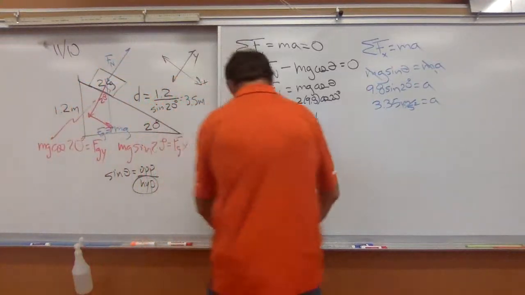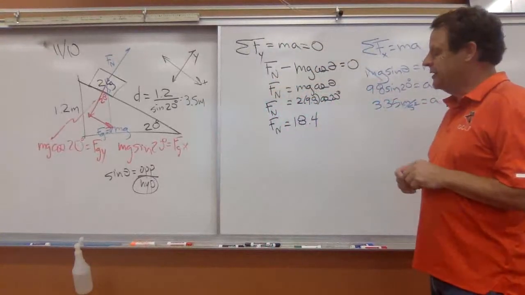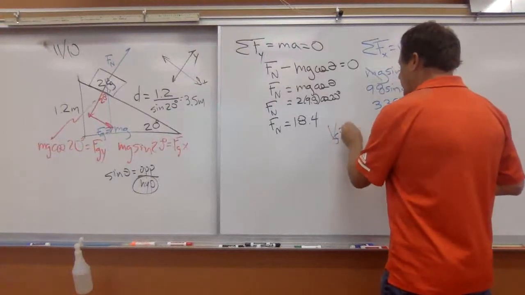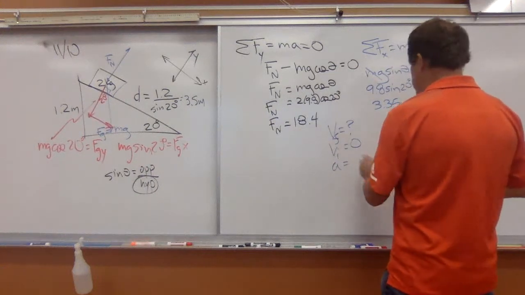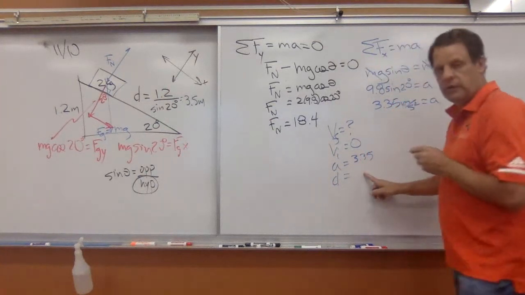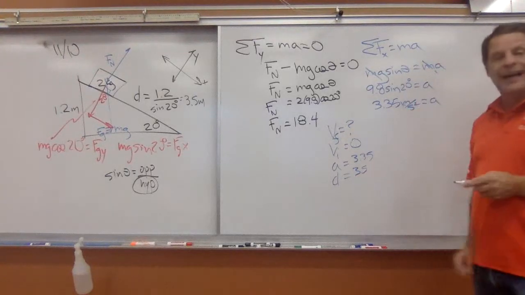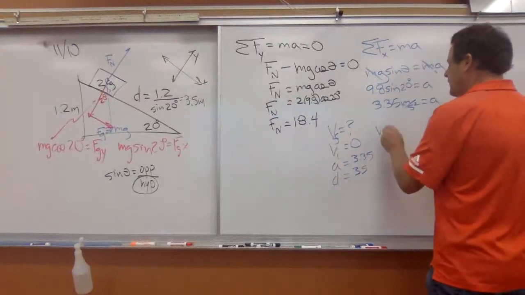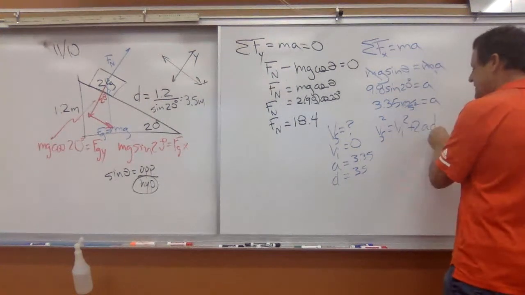And now what we are looking for is the correct kinematic equation to solve for the velocity at the bottom. So we're looking for a final velocity, and we don't know that. We know that the initial velocity is equal to 0, the acceleration is equal to 3.35, and the displacement is equal to 3.5. Now, since we don't have time in this, we're going to go to kinematic equation number 4. And we get v final squared is equal to v initial squared plus 2ad.